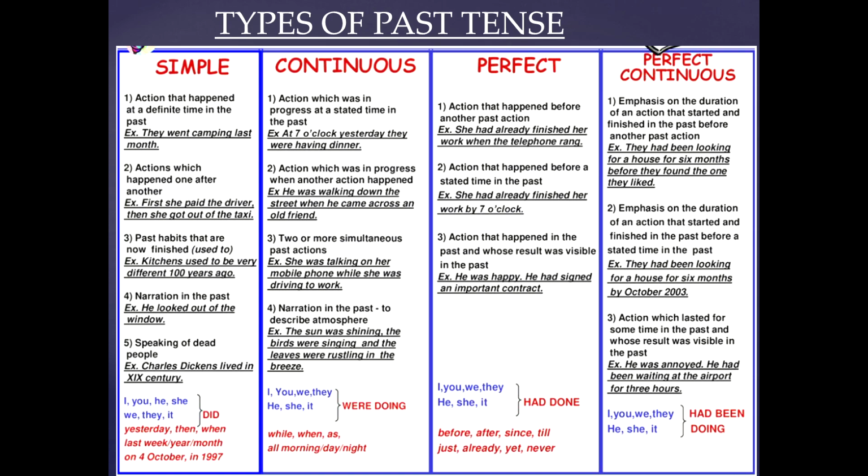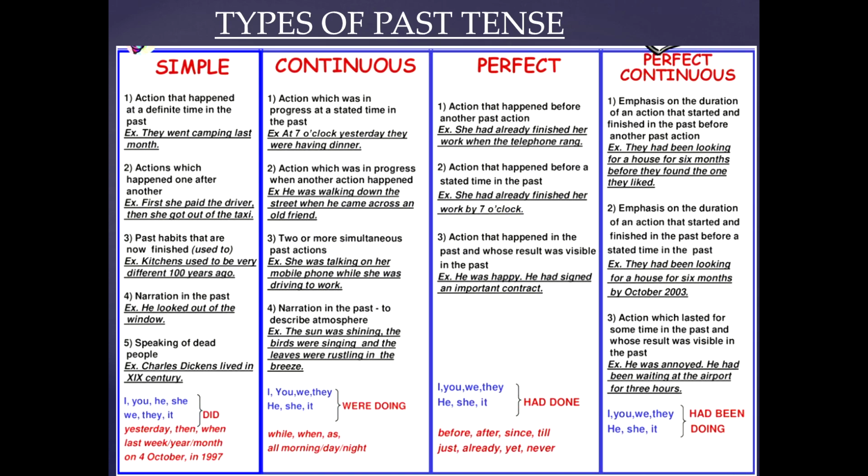Okay, and actions which happened one after another. So here the sequence of actions happened earlier. So for that also we use simple past. First she paid the driver, then she got out of the taxi. Sequence of actions happened in the past, those were described. So here also simple past is used.